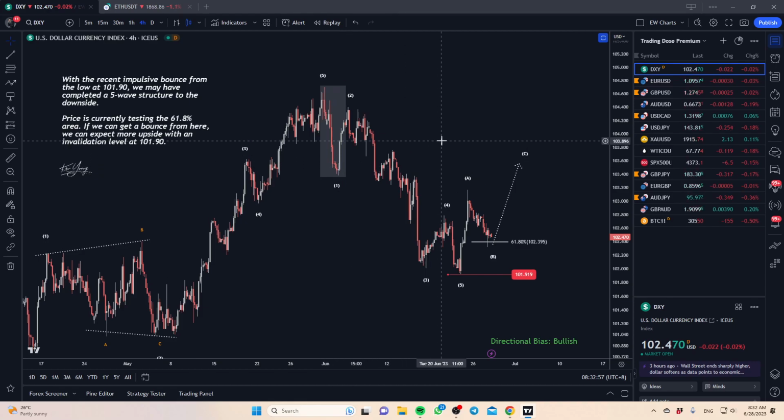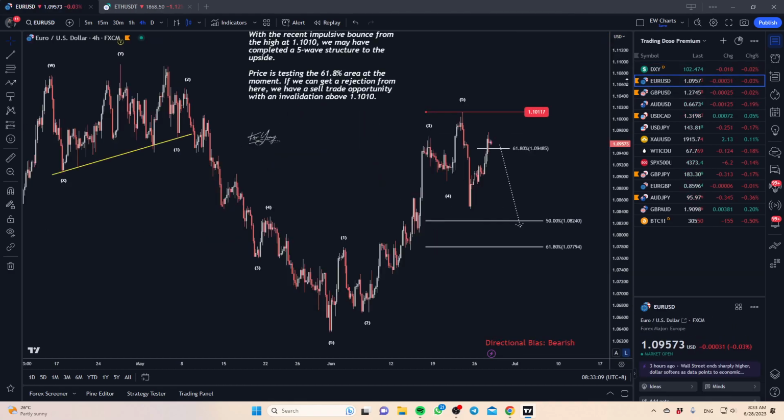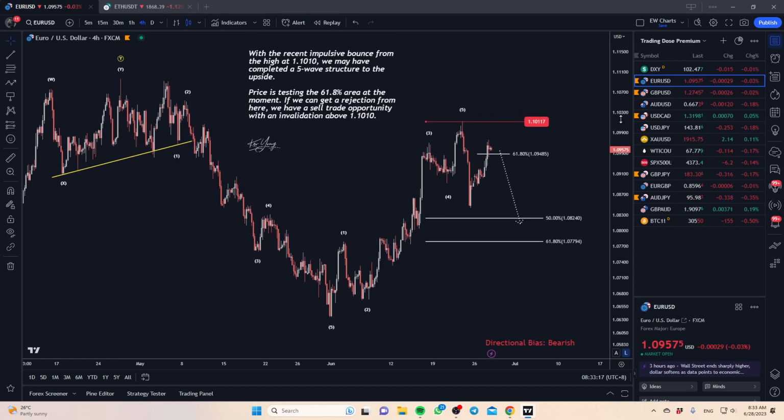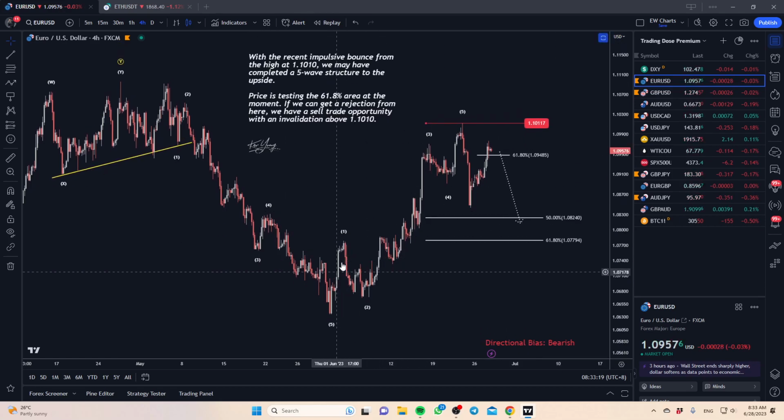So short term over here, if we can get a rejection, then I will expect the dollar to continue to strengthen a little bit more, and we'll be looking for potential buy opportunities. If you flip it over to the euro, buy opportunities in dollar means looking to trade the euro dollar to the downside, in terms of the inverse of it, right? So if you take a look at euro dollar, same idea over here.